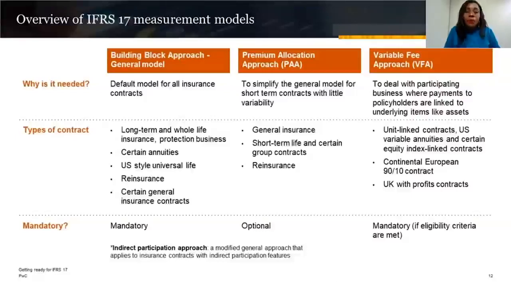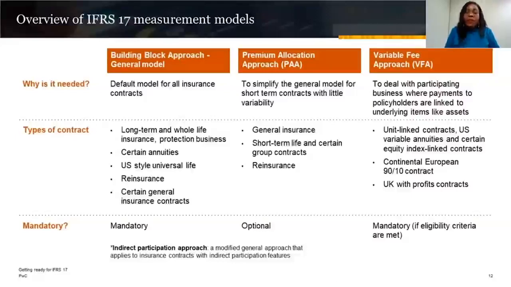Then there's a third approach, which is the variable fee approach. The variable fee approach is a modification of the building block approach, and this is applied to insurance contracts that have discretionary participation features. These are basically contracts where the policyholder shares with the insurance company some underlying assets that are linked to that contract. So the performance of those underlying assets is monitored, and it's shared between the policyholder and the insurance company at an agreed ratio, subject to certain criteria that you need to consider.